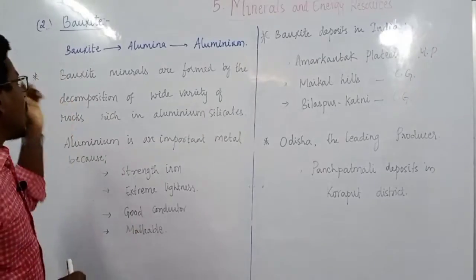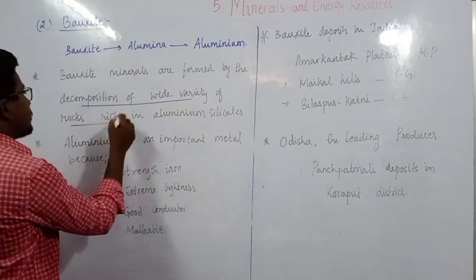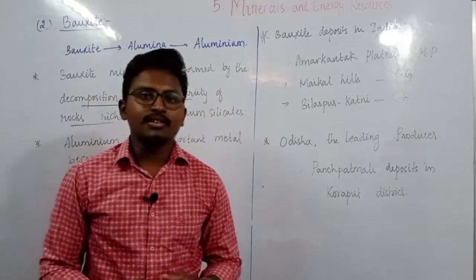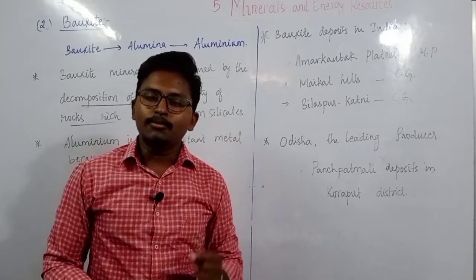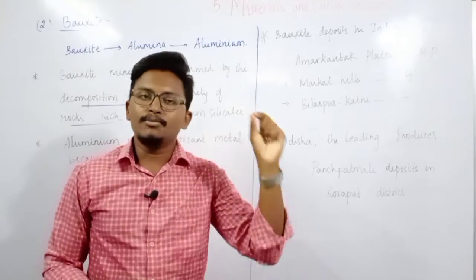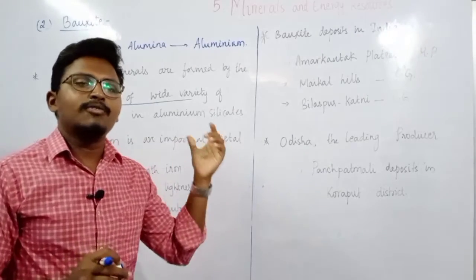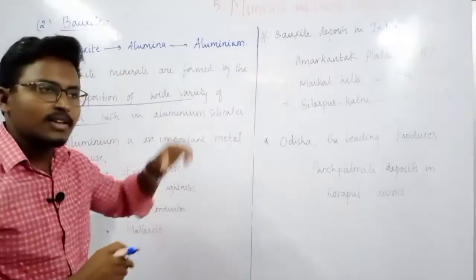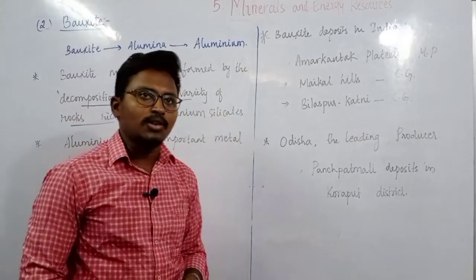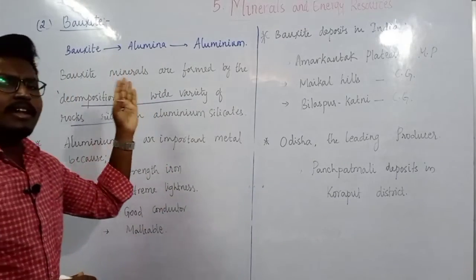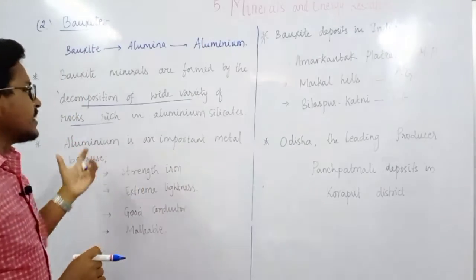And the next thing is how bauxite is formed. It is formed by the decomposition of a wide variety of rocks which are rich in aluminium silicates. As we discussed in the mode of occurrence of minerals, there are some minerals which are formed by the decomposition of surface rocks. Bauxite is the best example of that. So bauxite is mainly formed by the decomposition of different varieties of surface rocks, and it is used in the extraction of aluminium, which has various properties.